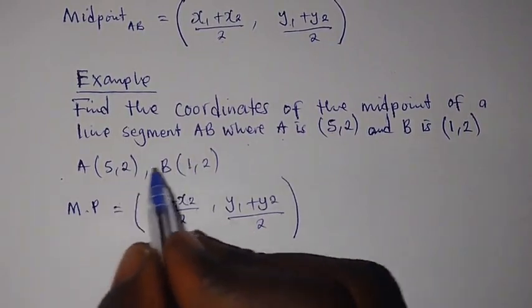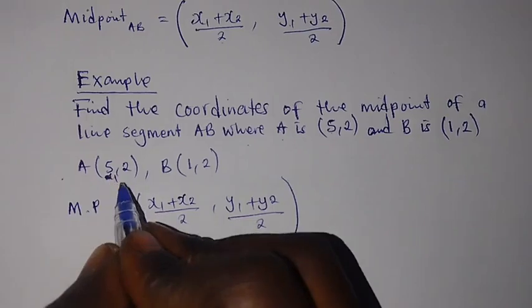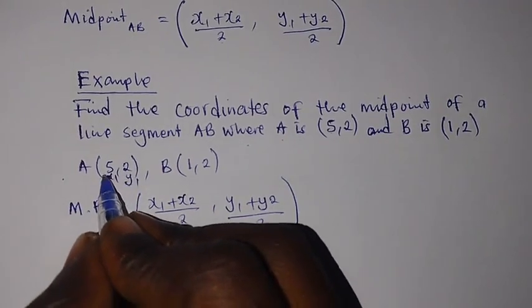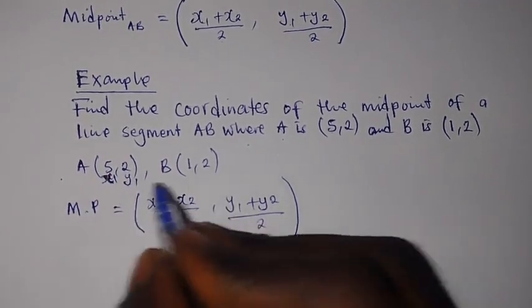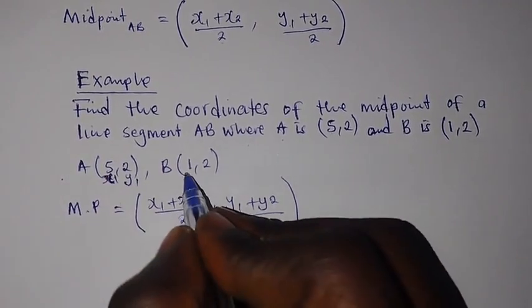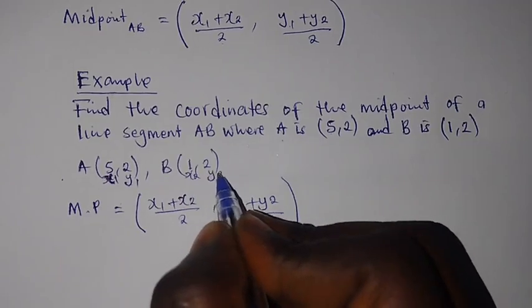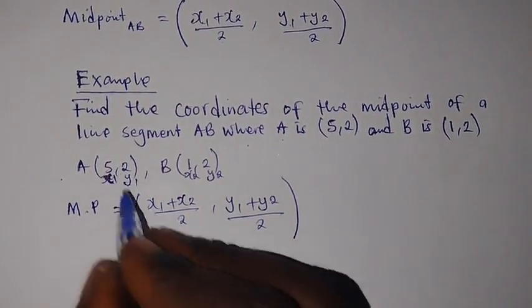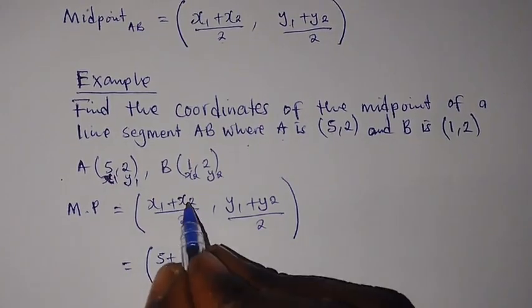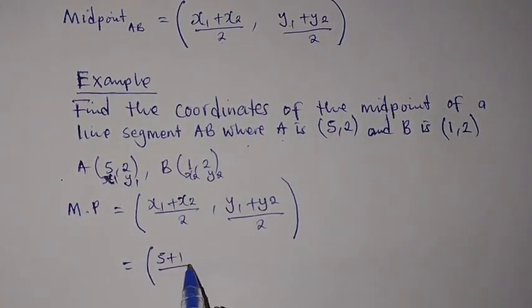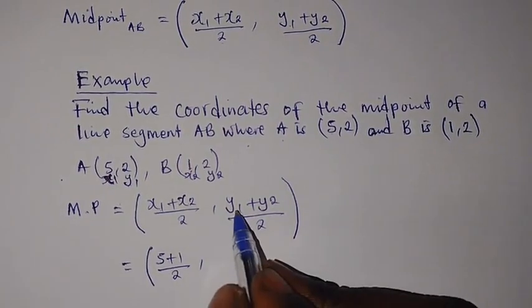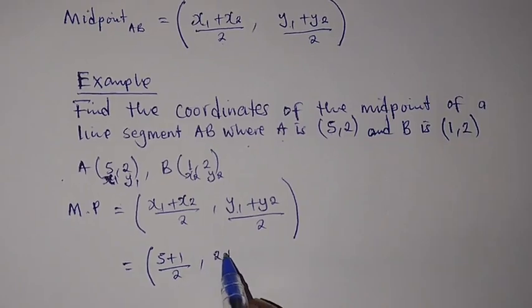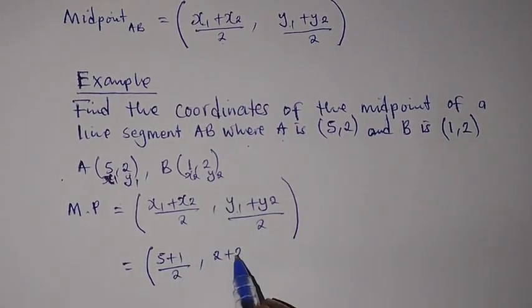Now we can rename these coordinates that we have. This is our x1 and this is our y1. I hope this is clear. This is x1, y1, and this is x2 and this is y2. After renaming your points, just substitute now. Where there is x1, we put a 5, plus where there is x2, we put a 1, over 2. Then where there is y1, we put a 2, and where there is y2, we put a 2. Then we divide by 2, like this.